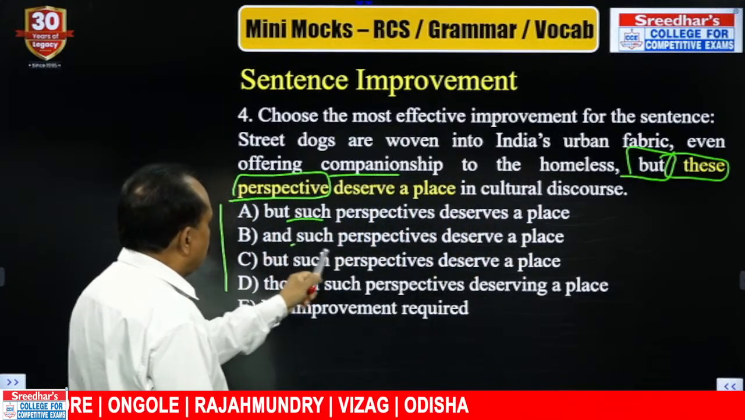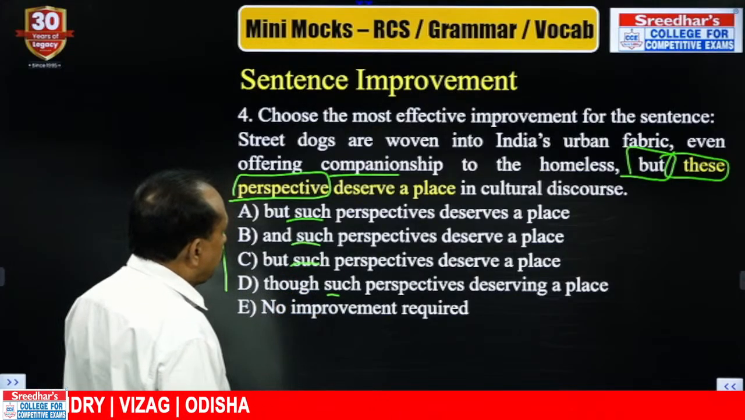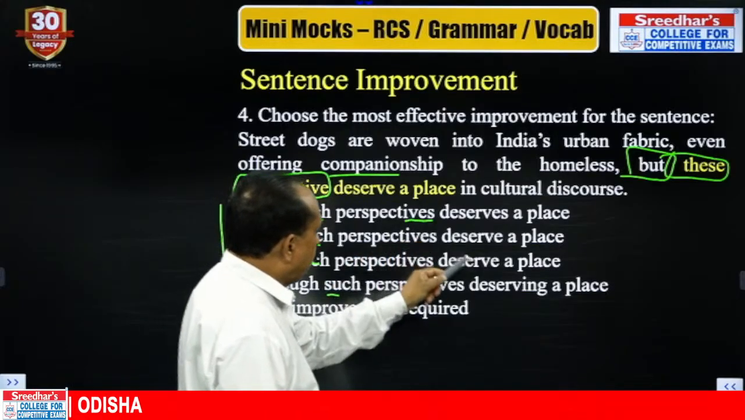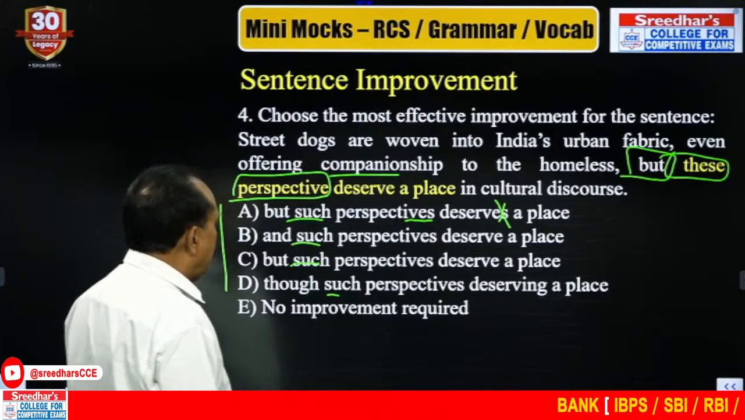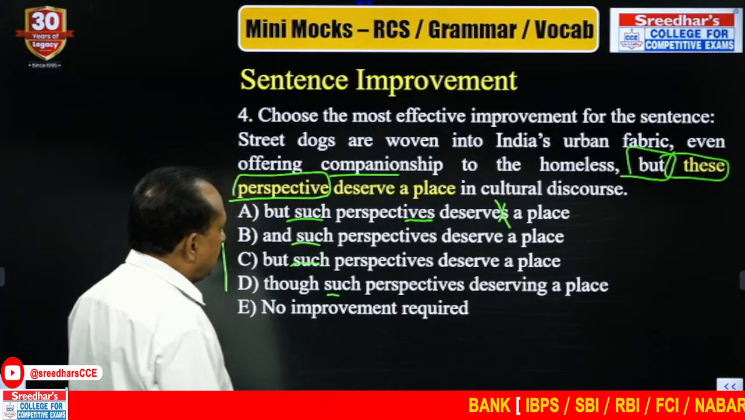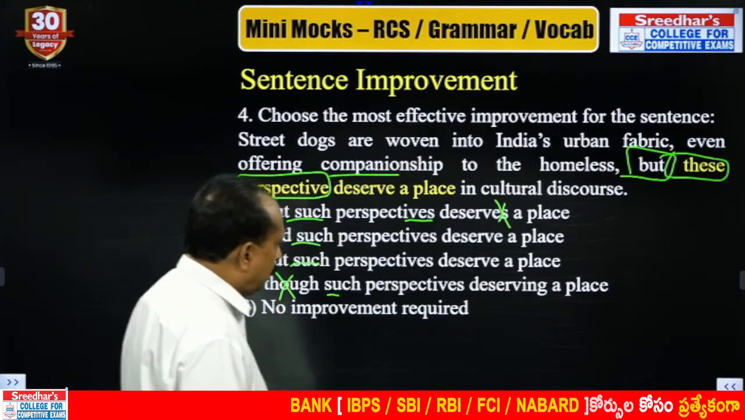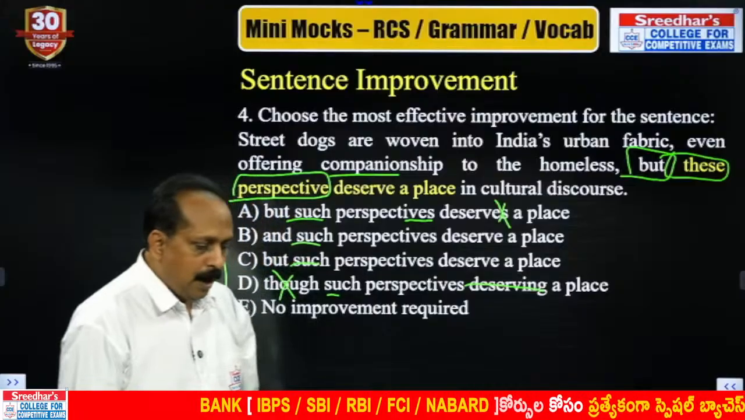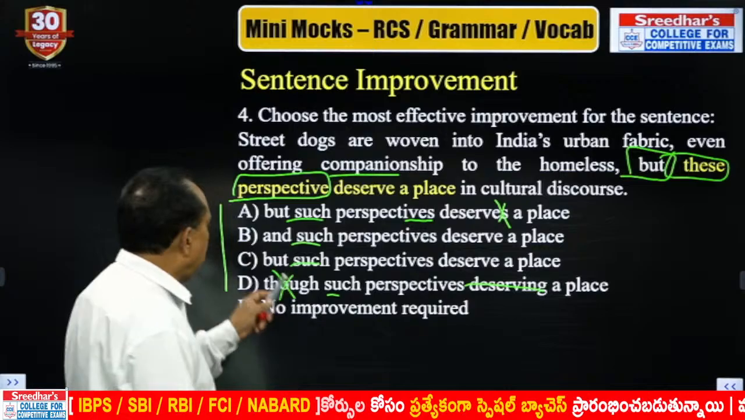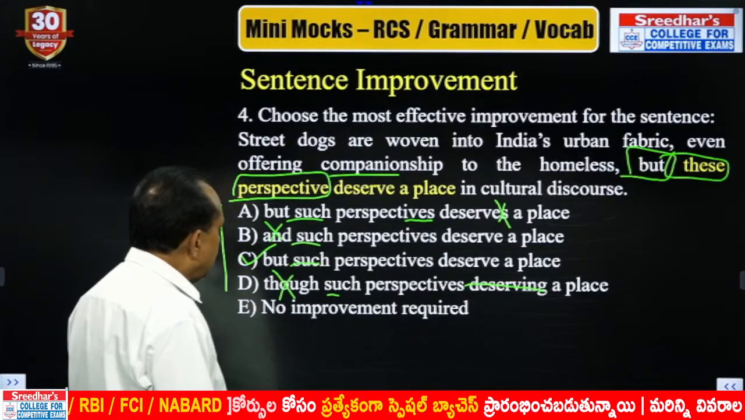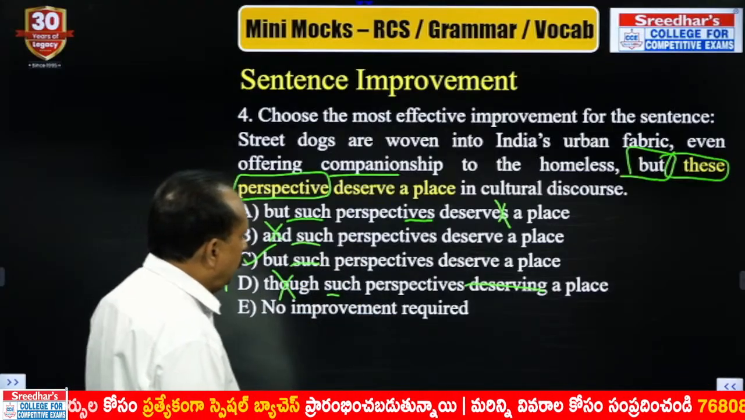And we need the word such. How many options with such? All the four options. Such perspectives deserves. Perspectives is plural, then you cannot say deserves. Such perspectives deserve a place. Here we cannot use those, such perspectives deserving. That is not correct. We have to choose between and and but. Context talks about contrast. Then you cannot choose the word and. What is the answer? But such perspectives deserve a place in cultural discourse.